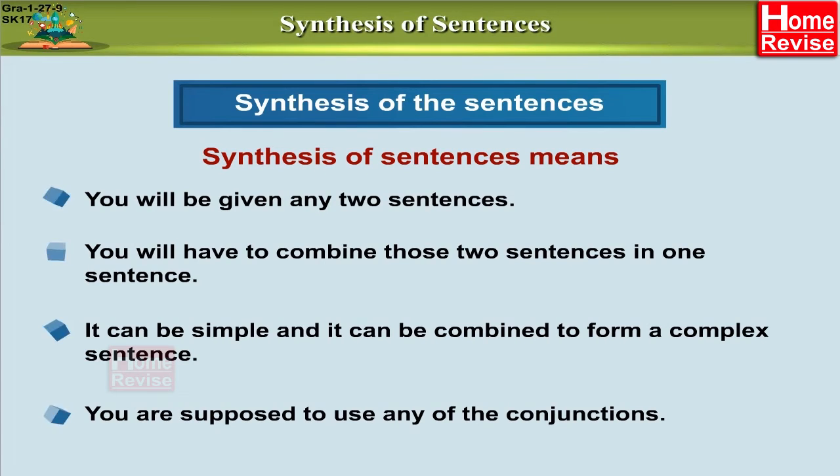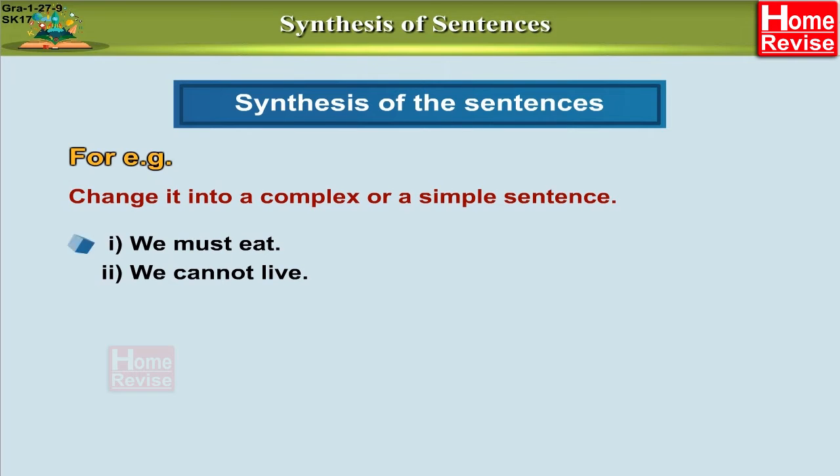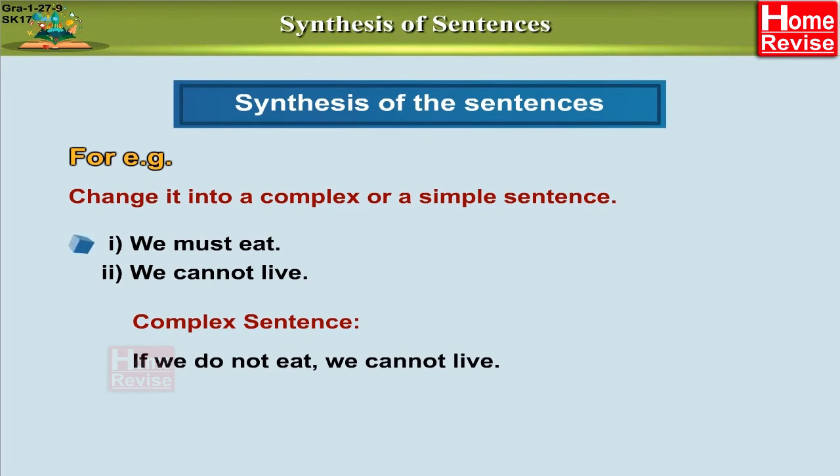You are supposed to use any of the conjunctions. Well, let's take one example and understand it. We must eat, we cannot live. These are the two simple sentences which are given to you. Now, these two sentences are to be combined together to form a complex sentence. If you want to form a complex sentence, then it will be something like this. If we do not eat, we cannot live. It becomes a complex sentence.